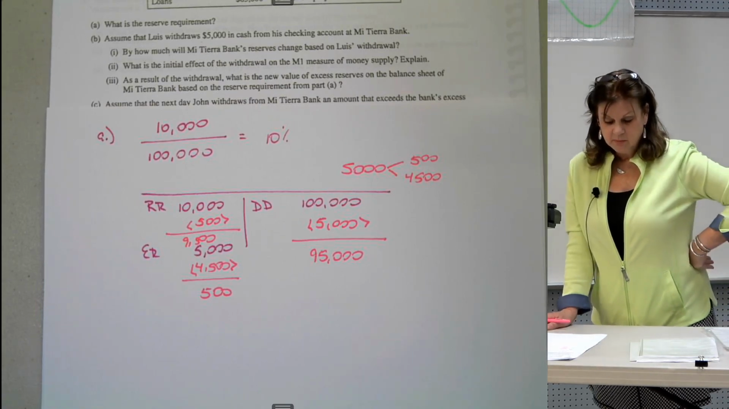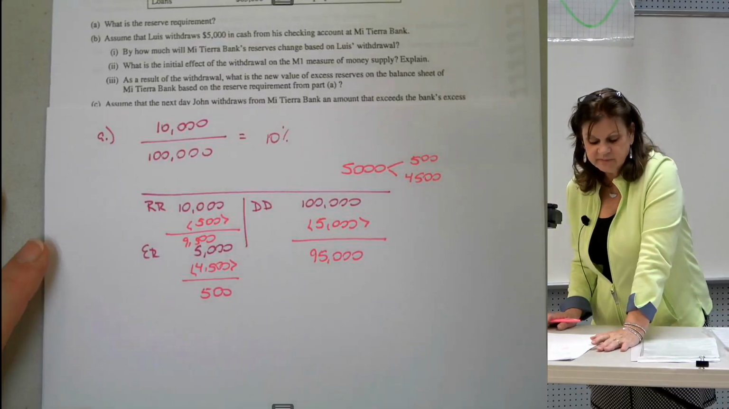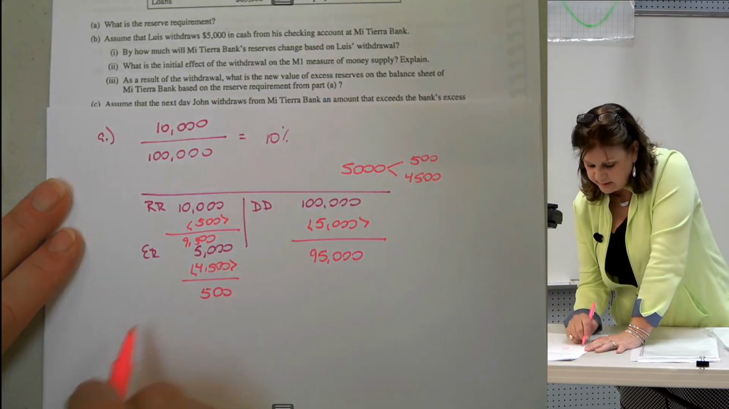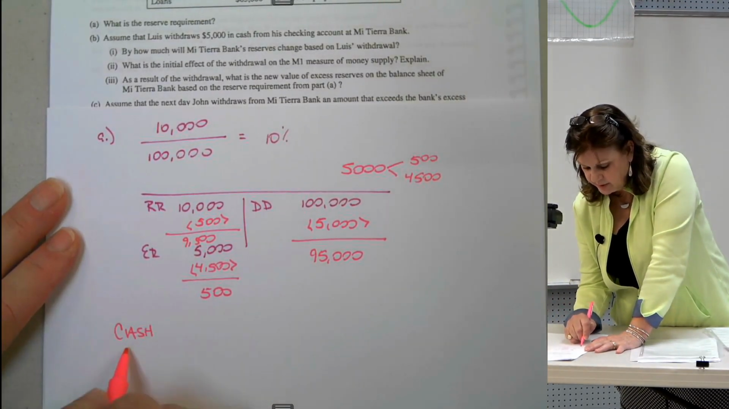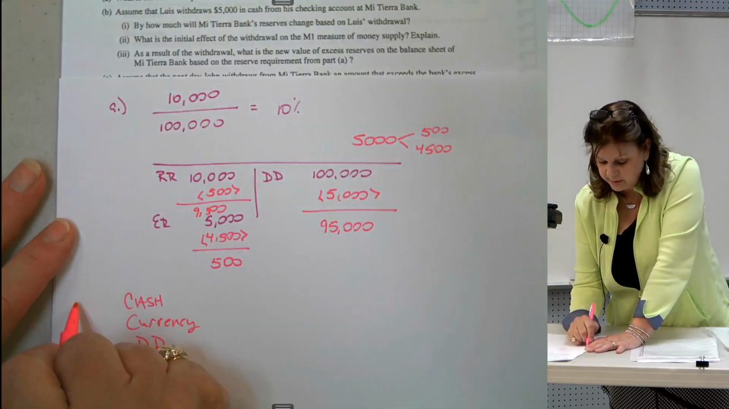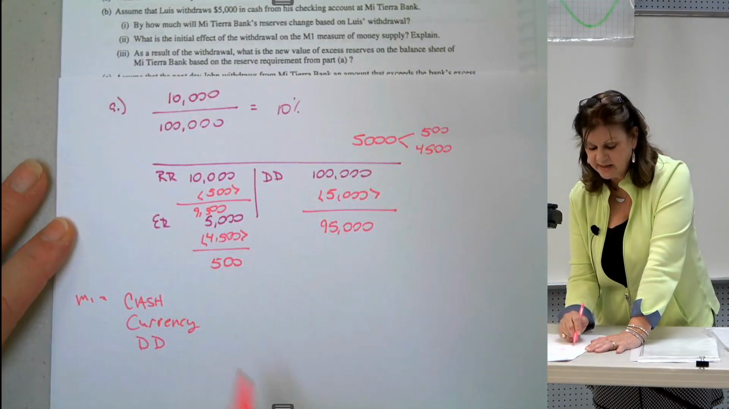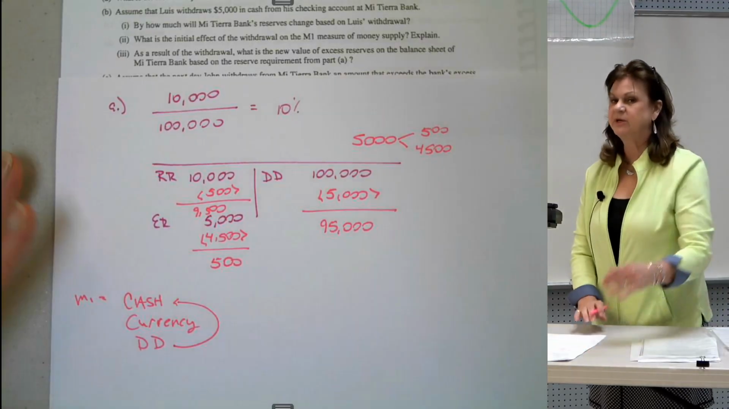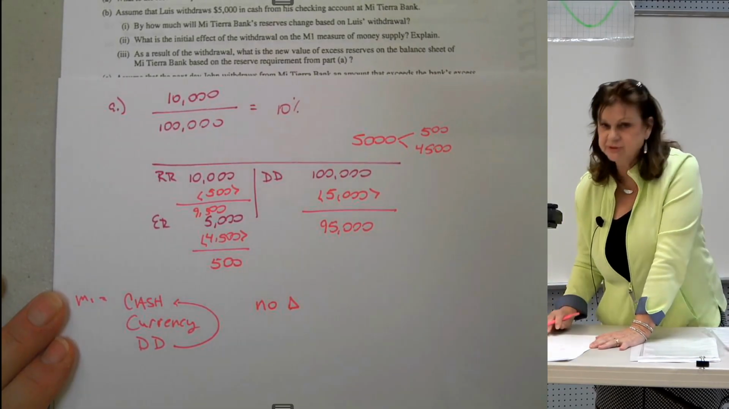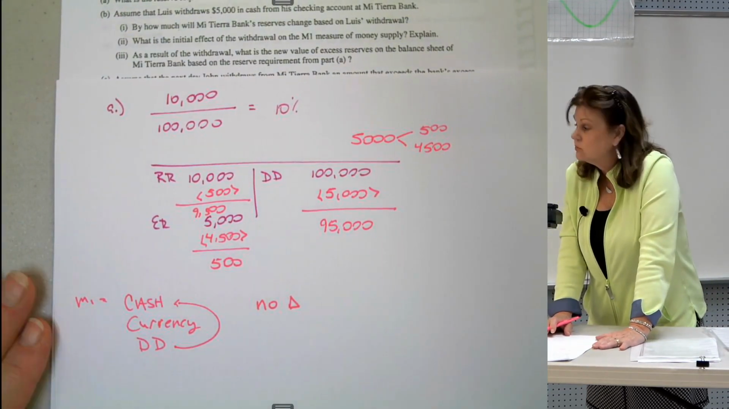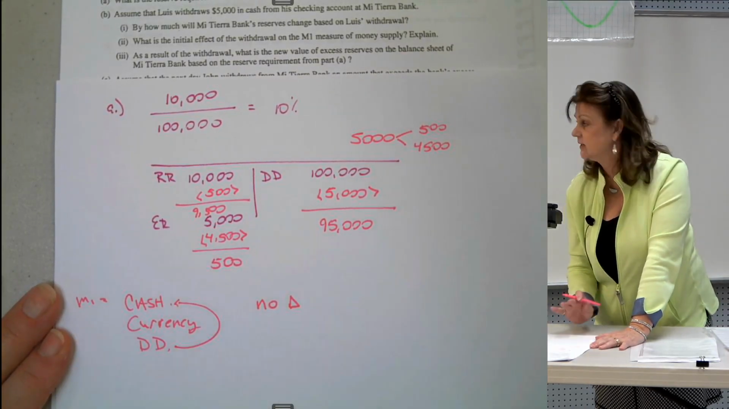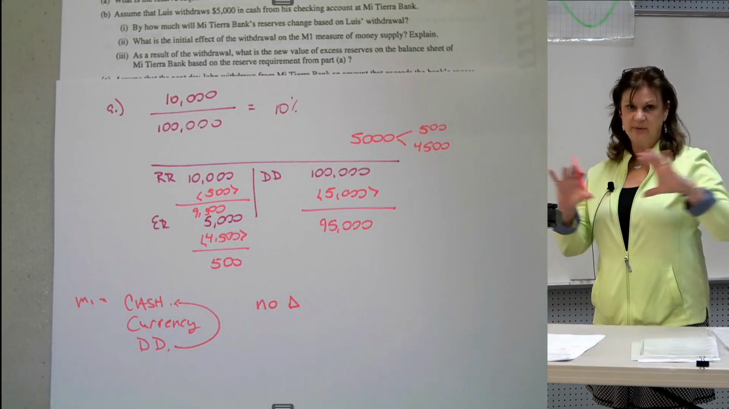Okay. Now, part 2 of this, what is the initial effect of the withdrawal on M1? Well, remember, M1 is cash, currency, cash and coin, and demand deposits. So all that's happened is he's gone from demand deposit to cash, but he has not moved out of the M1 band. So there is no change to M1. And when they ask you to explain, here's your explanation. M1 is cash, currency, demand deposit. He has not moved out of the band of M1 at all.